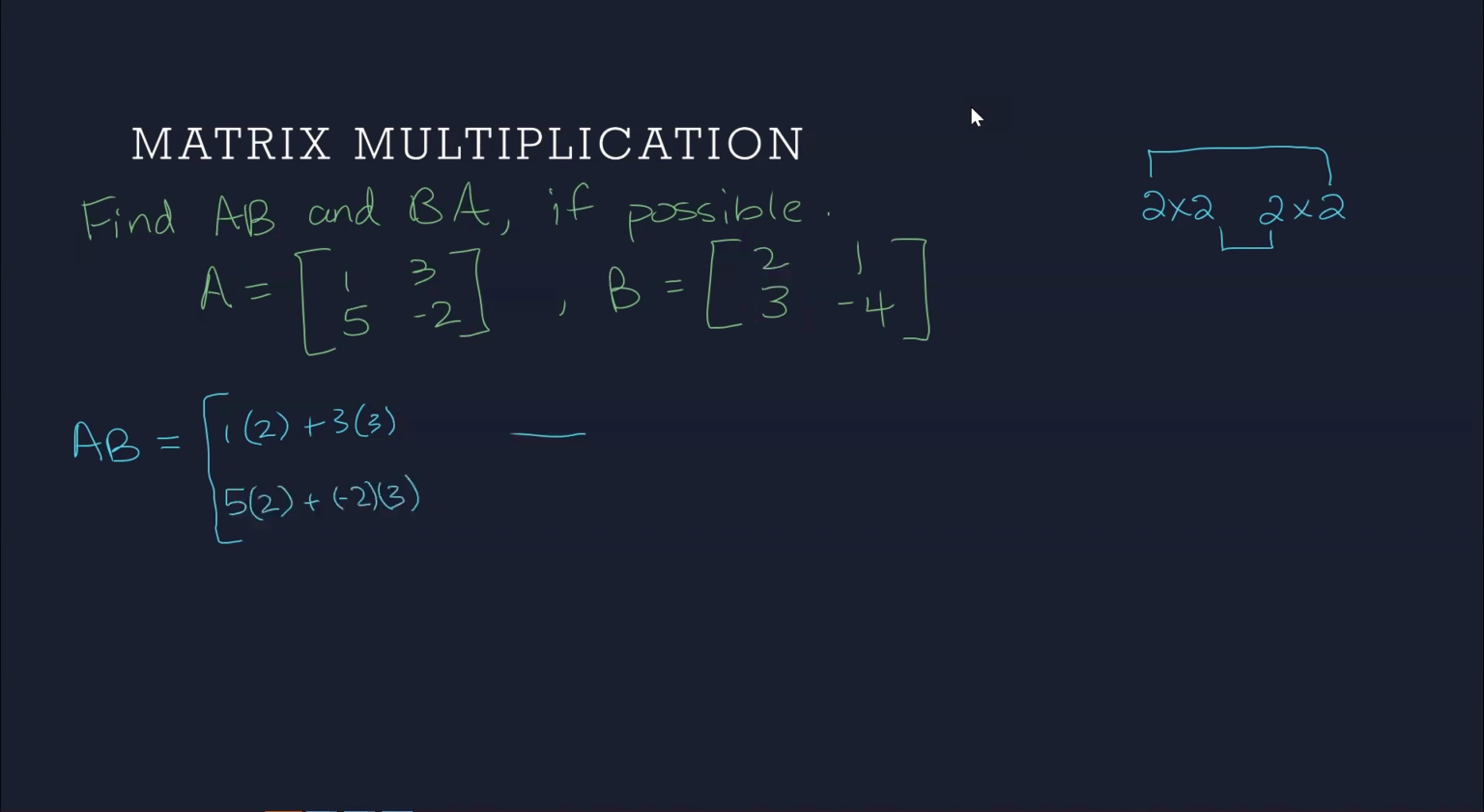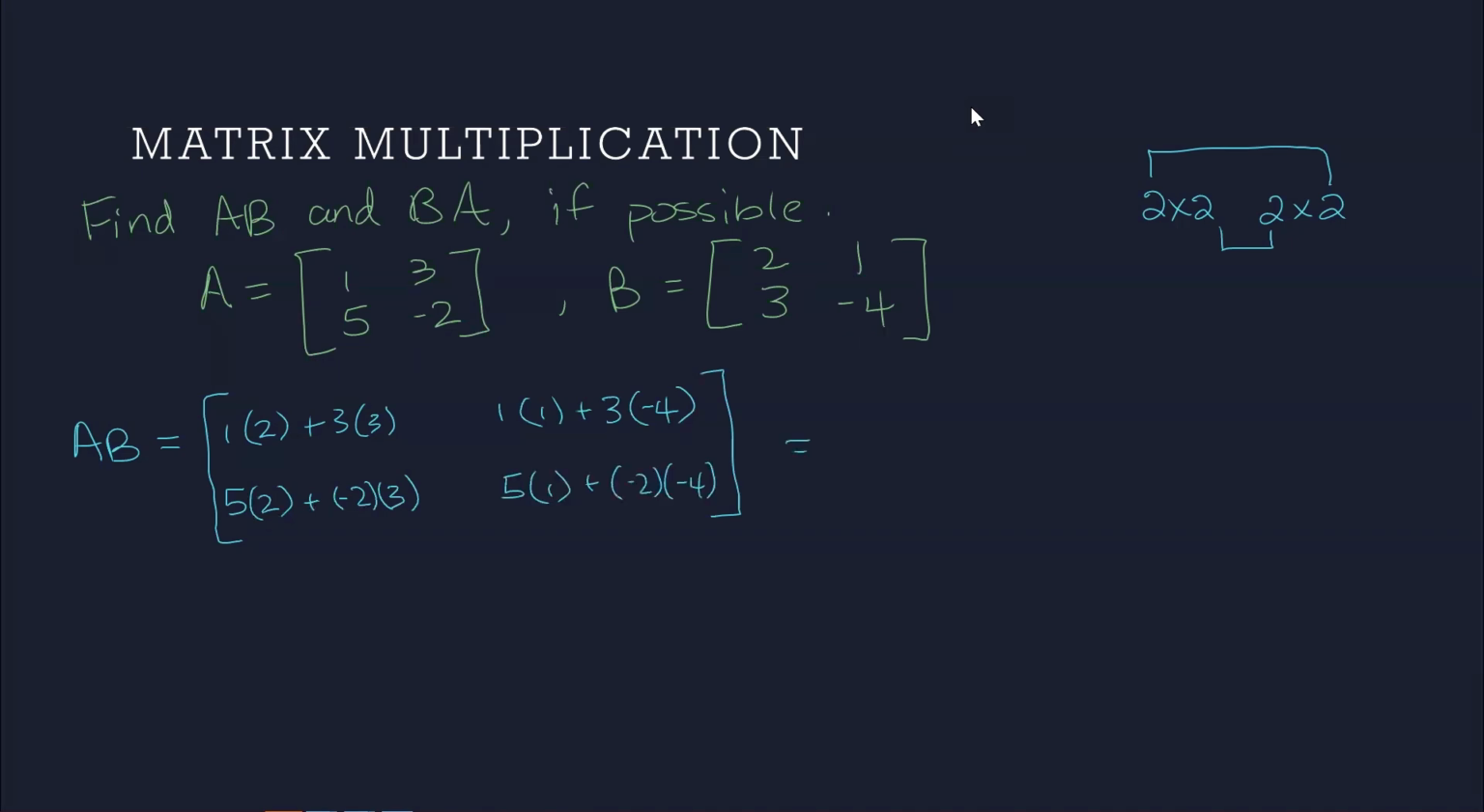Coming over here, to get this element, 1, 2, I'm going to take the first row from A and the second column from B. So I'm multiplying this row and this column, getting the dot product. So 1 times 1 plus 3 times negative 4. And then to get the last element, in the spot 2, 2, I'm using the second row from A and the second column from B. So 5 times 1 plus negative 2 times negative 4.